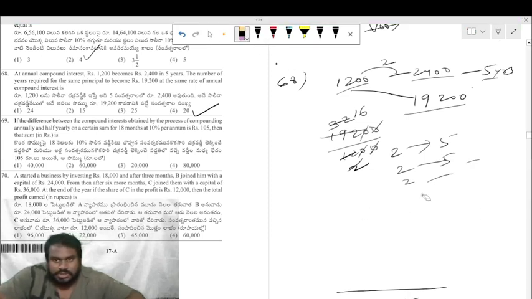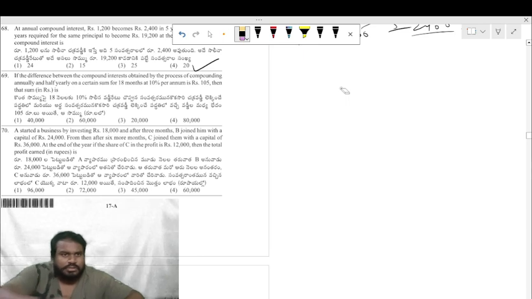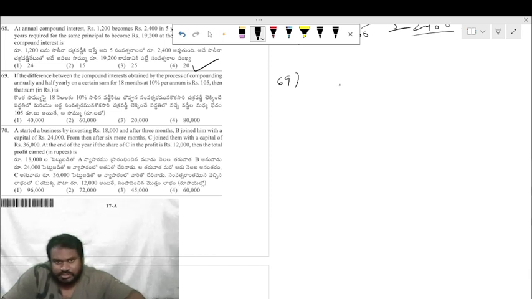Question number 69. The difference between the compound interest obtained by the process of compounding annually and half yearly on a certain sum for 18 months at 10% per annum is 105. And the sum is? It is also a lengthy question. You can do it through options.